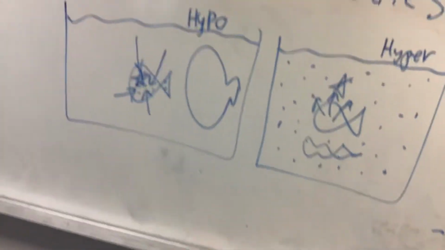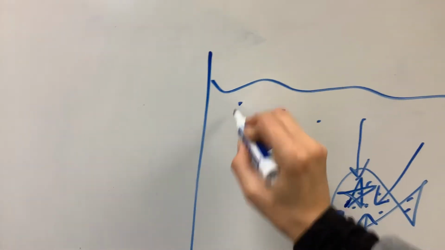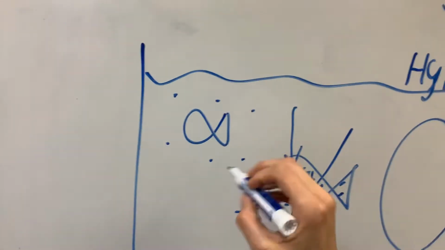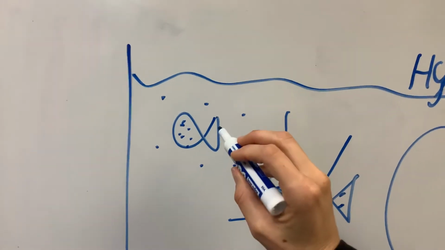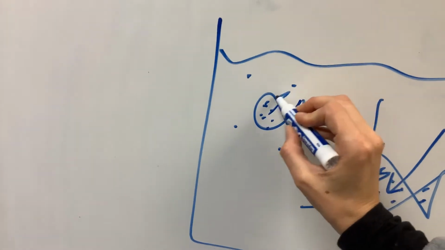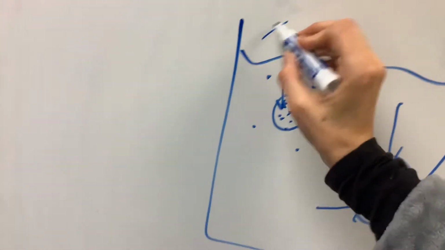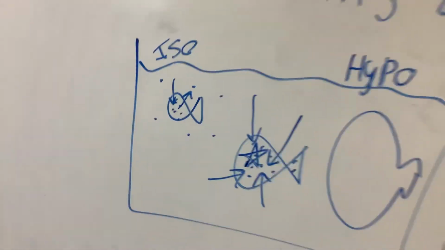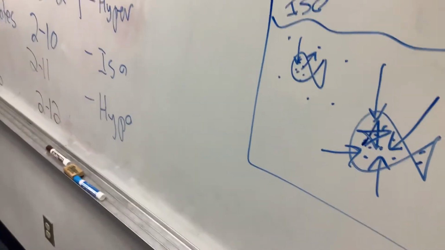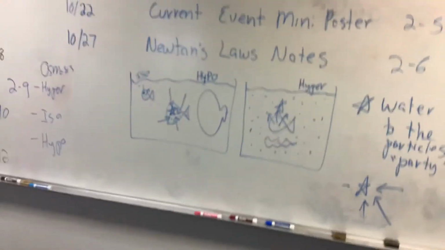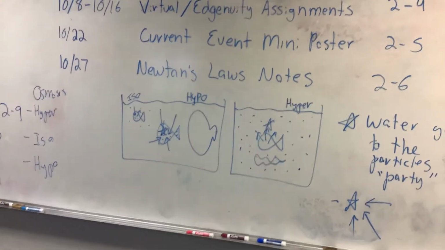Now, if for some reason it was exactly the same, let's say 6 particles on the outside, 6 particles on the inside, whatever water would go out would come in, and this one would be isotonic. So the key, especially on your quiz tomorrow, is to count the number of particles and always determine where the party is at, put a star, water goes to that star.